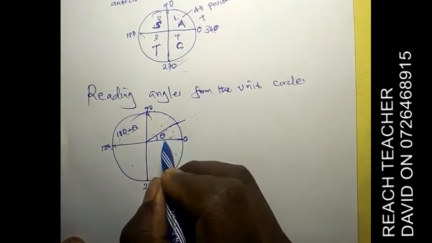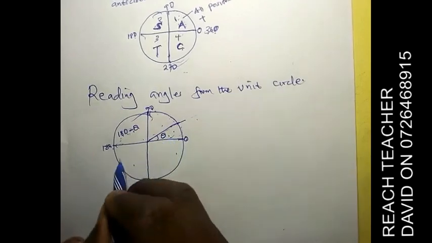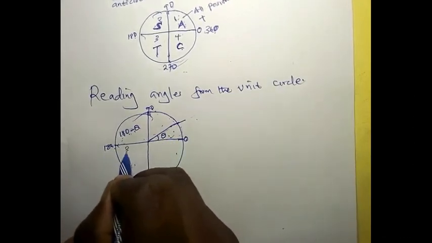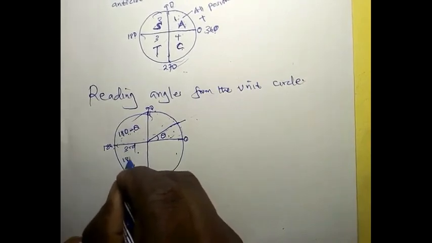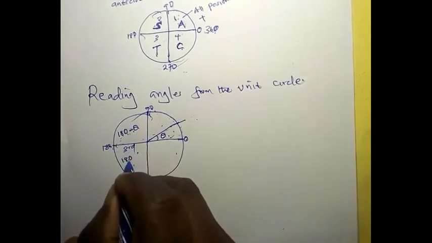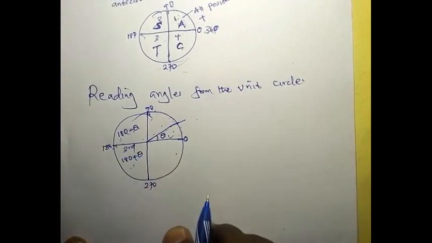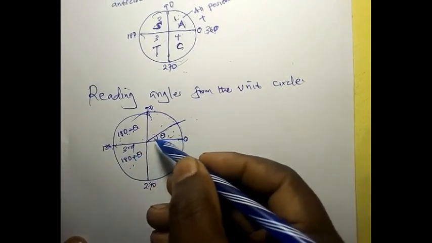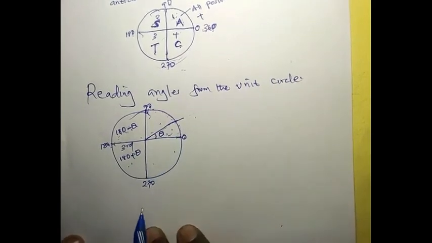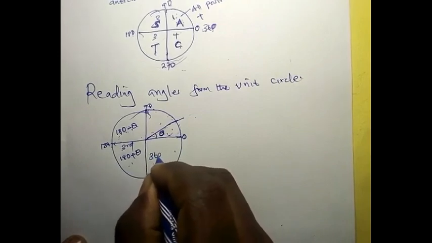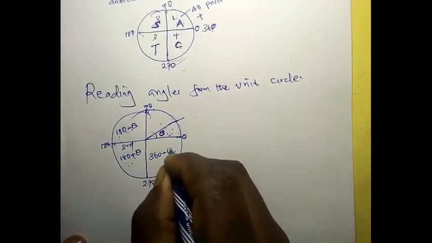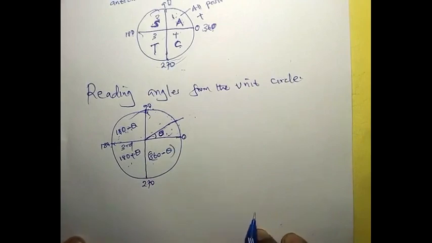If you have this angle in the first quadrant, we want to get the angle at the third quadrant. It is 180 plus theta. Very important. To get an angle in the fourth quadrant, where we have angle theta here, it is 360 minus theta. Very important.